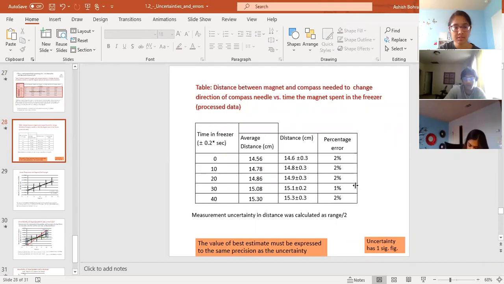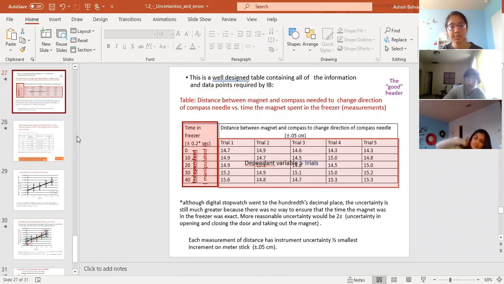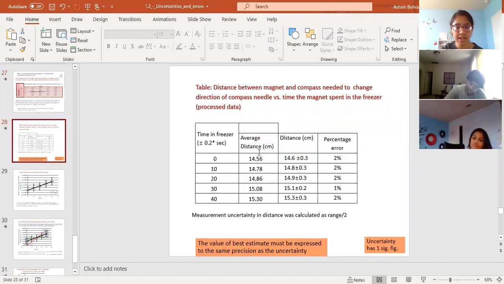I think in all of the example tables that she has of process data, first she has an example table of just raw data, which is the one with all these trials. And then whenever she has one of process data, it has the average distance, and then it has the actual distance, which would be the one that you'll state, and that includes the uncertainty, and then she has percentage error. So I think these three things are pretty staple things to include in a process data table.